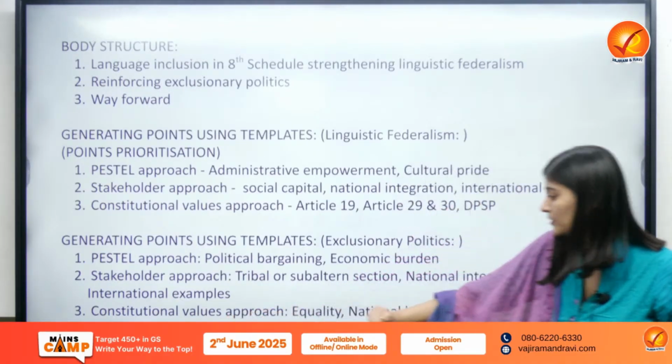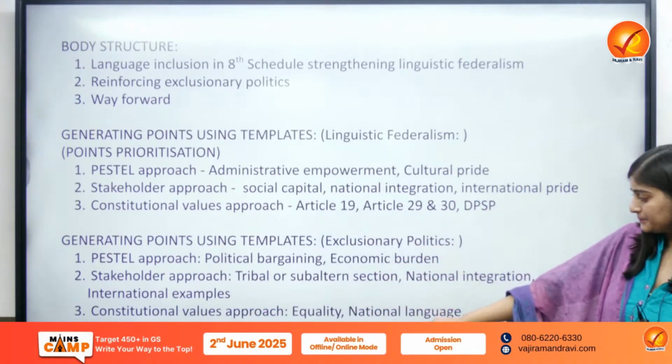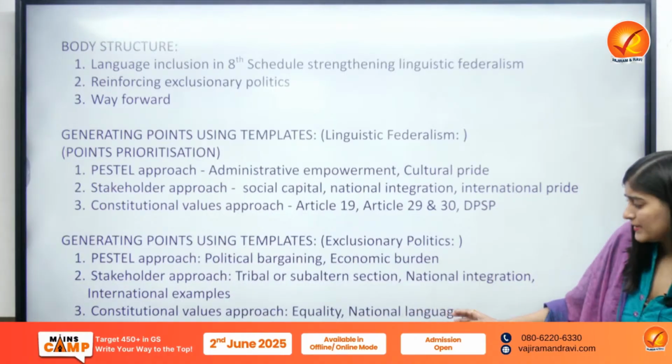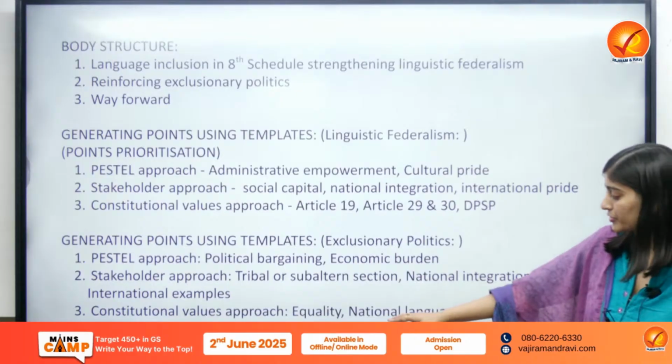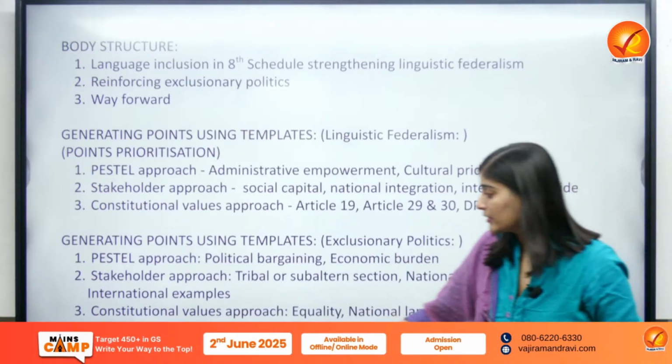Lastly, again, constitutional values approach. Equality, I mentioned there. National language, I think some DPSP or some directive mentioned in the Constitution talks about national language. So that you can use here.